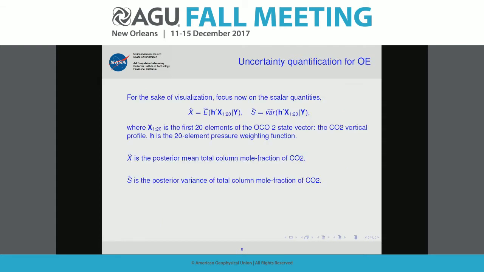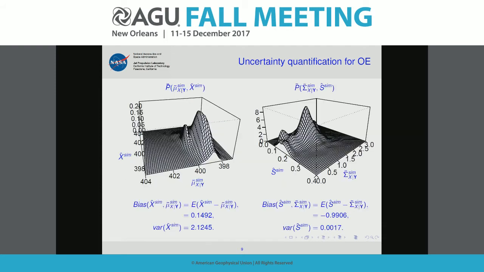Now, I will give you a quick example for OCO2, where OCO2 has an approximately 50-dimensional state vector X, the first 20 elements of which represent a vertical profile of CO2. If you weight average those to get a total column mole fraction of CO2, that's something called XCO2, and the X hat and the S hat that we're going to compare are going to be for that quantity rather than for the full state vector. I'll just show you real quick, here are a couple of joint distributions showing the performance of X hat and S hat from the simulation study.